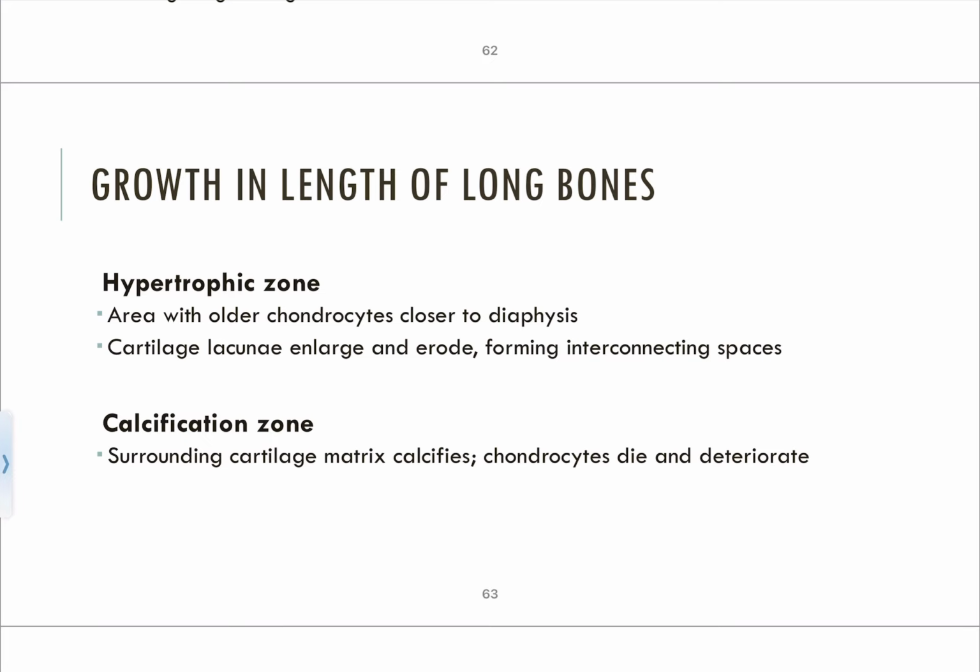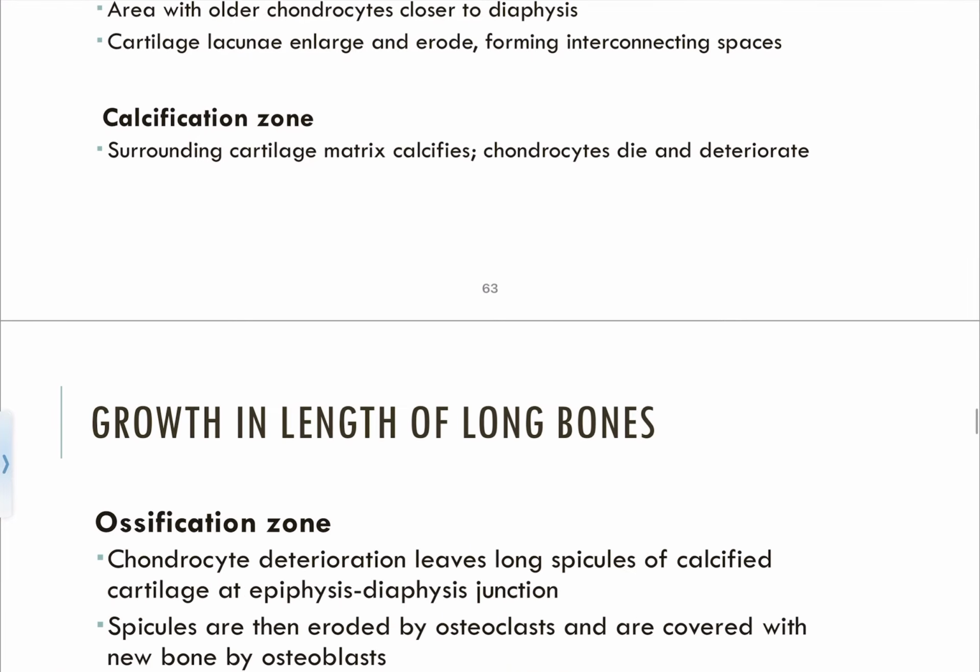Then we have what's called the calcification zone, and this is where our cartilage matrix is actually going to calcify. And remember, when it calcifies, it becomes hardened. We can't get nutrients to the chondrocytes that reside in there, so our chondrocytes are going to basically die and eventually deteriorate.